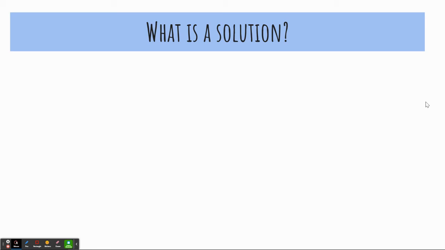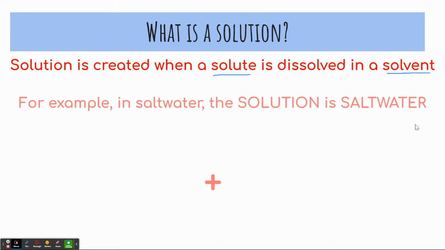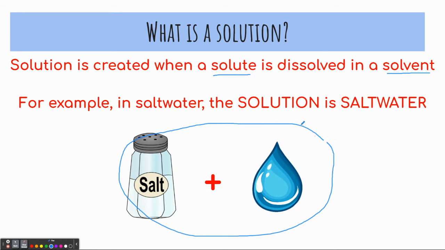So, what is a solution? A solution is created when a solute is dissolved in a solvent. In our example with salt water, the solution is the salt water that's being created. These together are your solution. Remember, your salt is your solute. That salt is dissolving, and your water is your solvent. The solute plus the solvent equals solution.